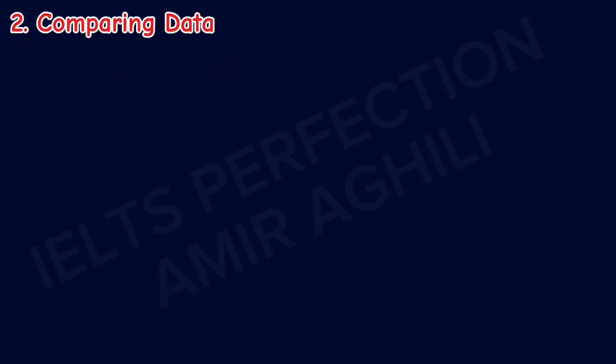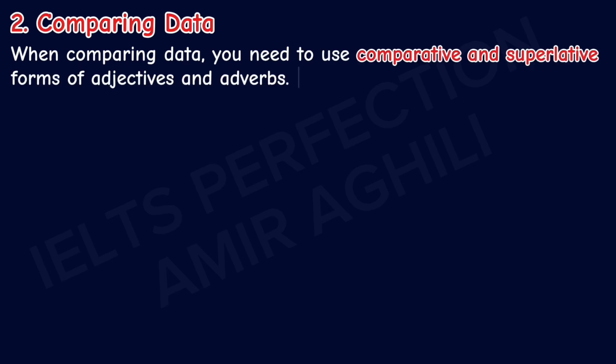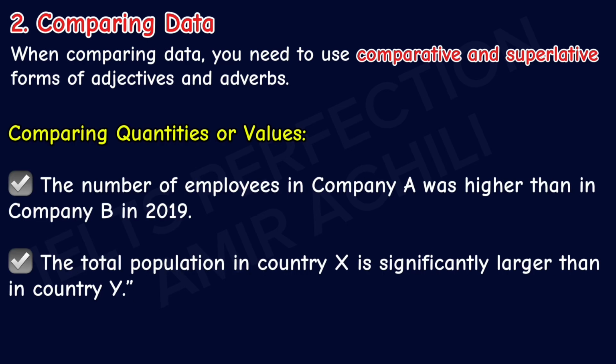Okay, number 2 is comparing data. When comparing data, you need to use comparative and superlative forms of adjectives and adverbs. Here are some examples for comparing quantities and values. The number of employees in Company A was higher than in Company B in 2019. The total population in Country X is significantly larger than in Country Y.